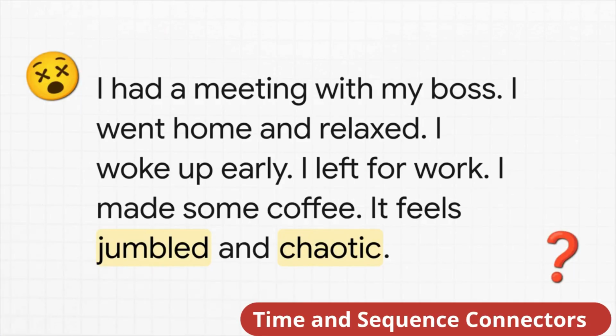All right, let's start with a little puzzle. I'm just going to read this list of things that happened. I had a meeting with my boss, I went home and relaxed, I woke up early, I left for work, I made some coffee. It's kind of all over the place, right? It feels jumbled. As the person listening, your brain is working overtime just trying to piece together the timeline. It's confusing, and honestly, it's just chaotic.